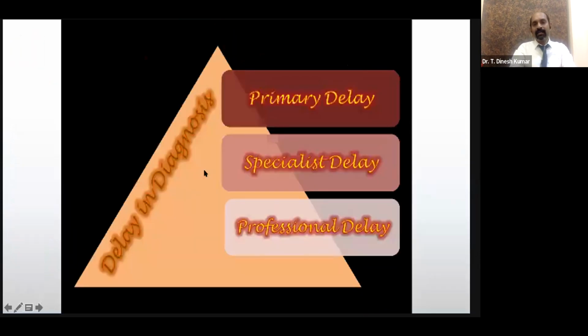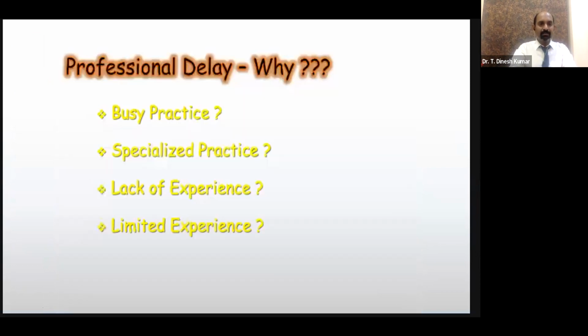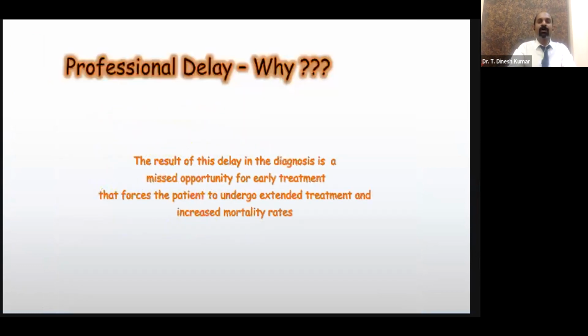So there is a delay in the diagnosis. Basically a primary delay, from the patient's point of view, a specialist delay from the doctor, and a professional delay to arrange all those surgical dates and things like that. I will just skip these few slides also. The result of this delay in the diagnosis is a missed opportunity for early treatment that forces the patient to undergo extended treatment and increased mortality rates.